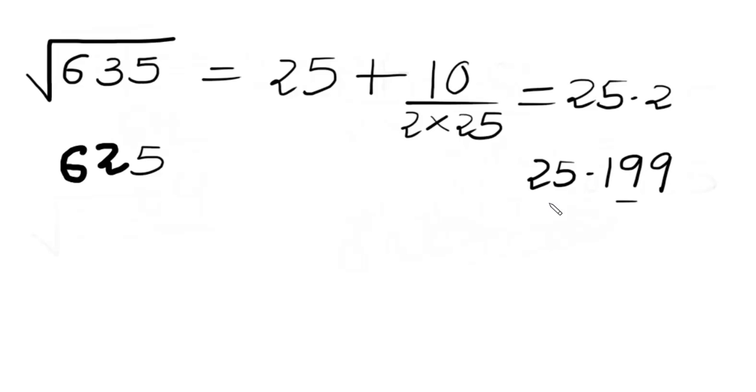If I find the value of root of 635 in a calculator, I get the answer as 25.199. So as we can see, the answer that we got is almost the same as the answer that we get in a calculator. So I guess this method works perfectly fine. Let me take a last example.